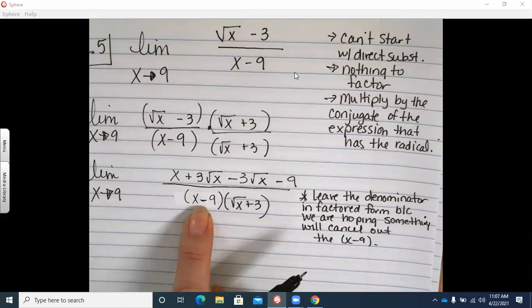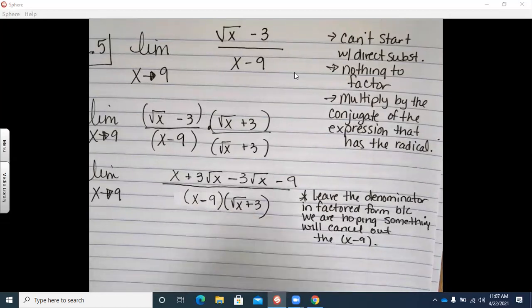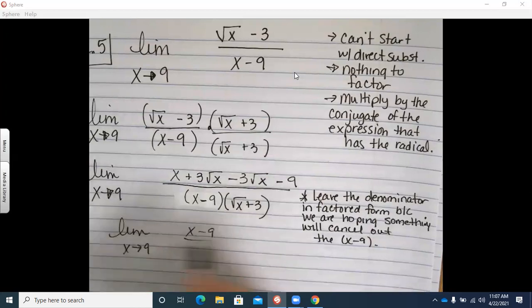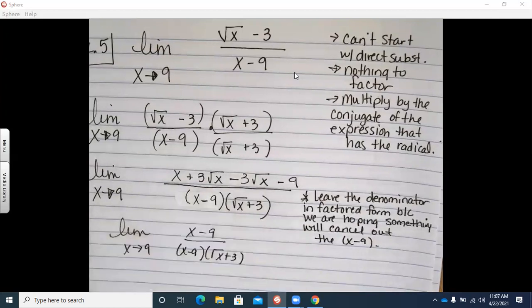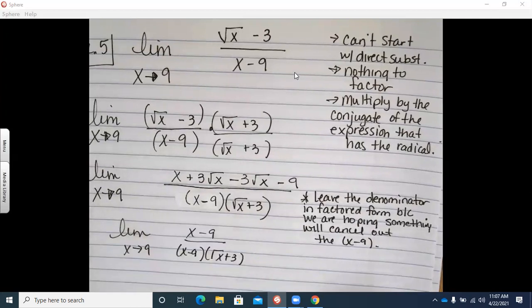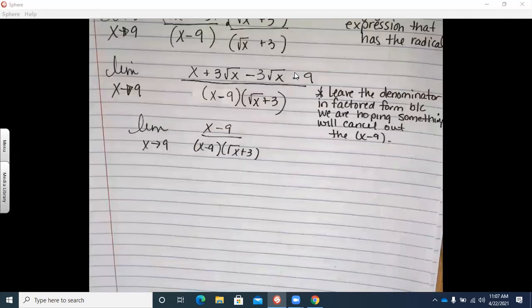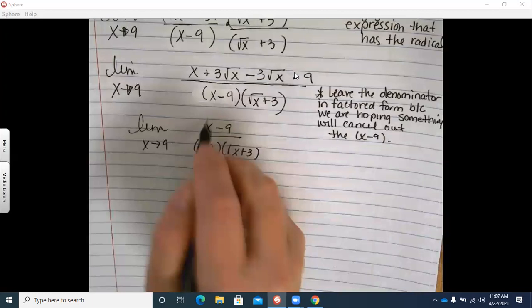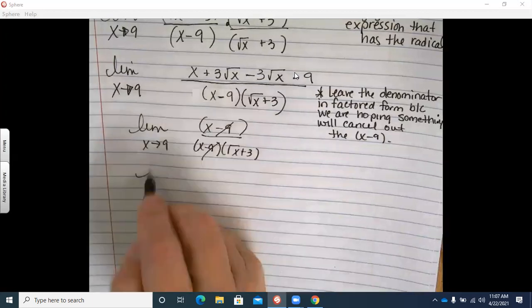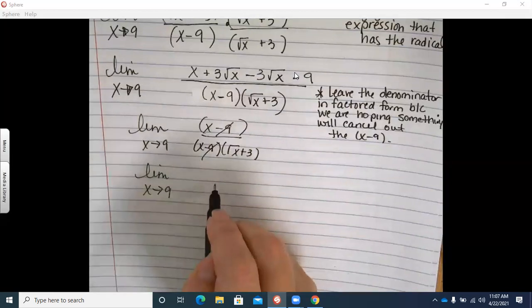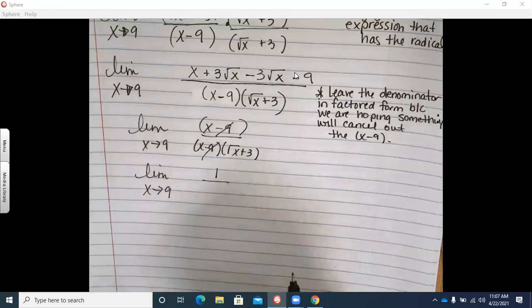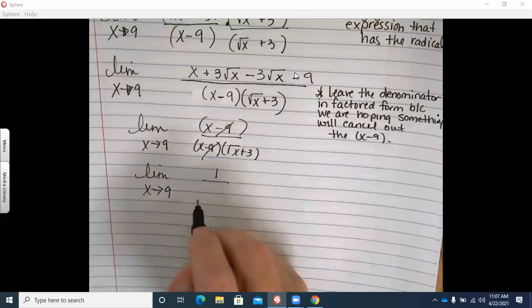So my numerator, positive 3 square root of x and negative 3 square root of x will cancel and just leave me with x minus 9. And the denominator, have x minus 9 times the square root of x plus 3. Will anything cancel? X minus 9, yes, that's what we were hoping for. So, what is the limit as x approaches 9 of, what do I put in the numerator now? A 1, can't just be blank, right? Got to put, or a 0, it's not 0, so 1 over the square root of x plus 3.